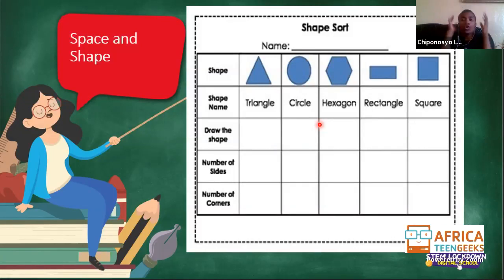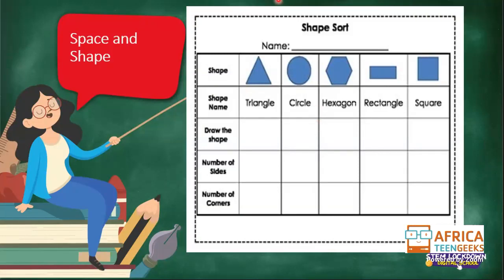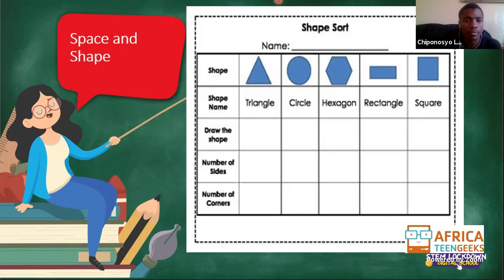So you look at the triangle, you look at the corners of the triangle, how many corners, remember vertices, and then you also count the sides. Your 4 minutes have started.